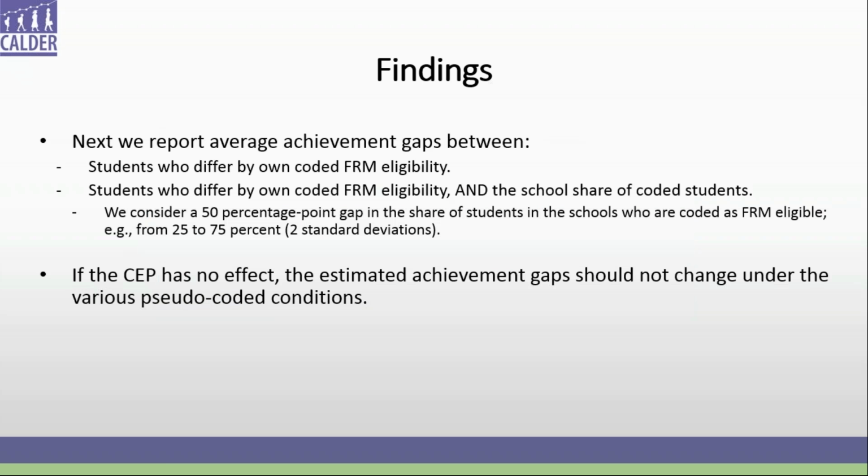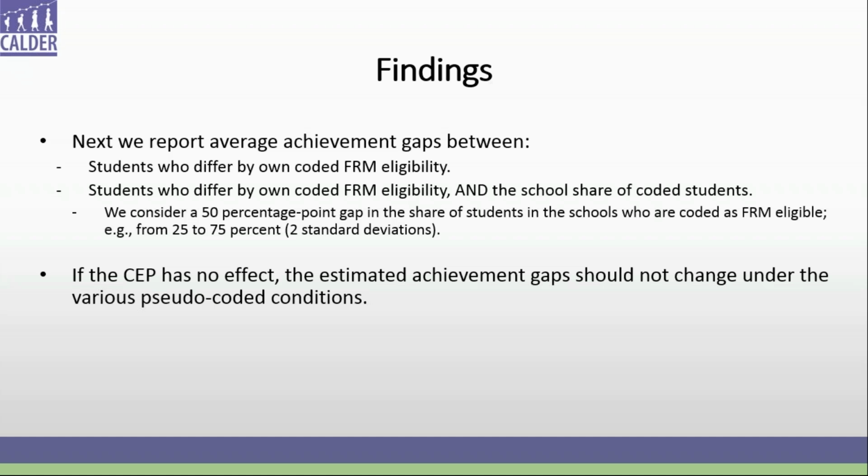Okay, so then I'm going to go on and show you the achievement gap results, and I'm going to show you two comparisons under the different CEP conditions, the real data ones and the pseudo-coded ones. I'm going to give you two estimated achievement gaps. The simple one is just between students who are coded as free meal eligible and not, ignoring anything else. So just think of that as, on average in the state, the test score gap between kids who are and are not coded as free meal eligible with different coding rules based on the CEP.